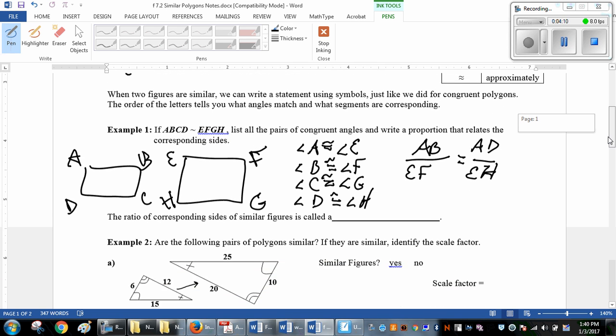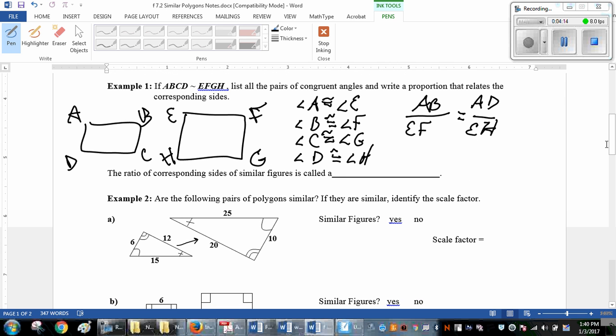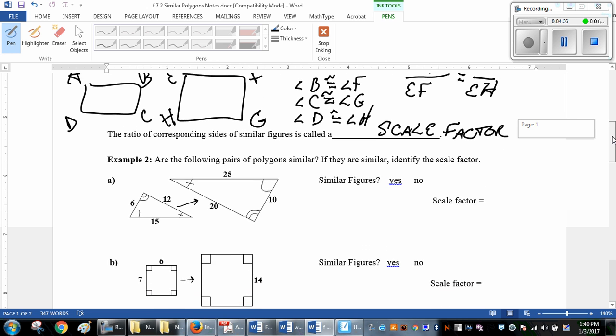We have a definition here. The ratio of corresponding sides of similar figures is called a scale factor. When we actually take this numerical ratio, we call this a scale factor, because when we talk about things being proportional, it means we multiply them by something to get the other length or the other side. So now let's take a look at example 2, and we want to determine if these polygons are similar.